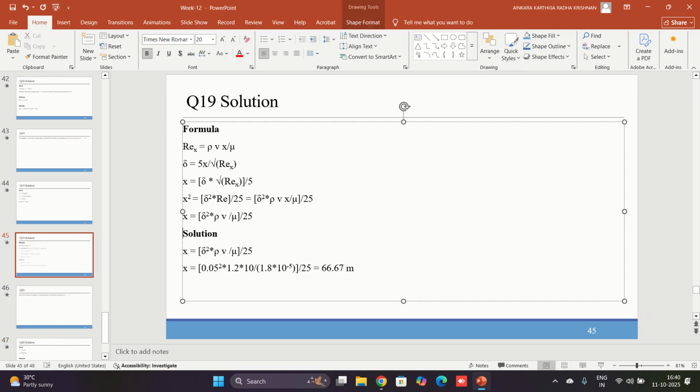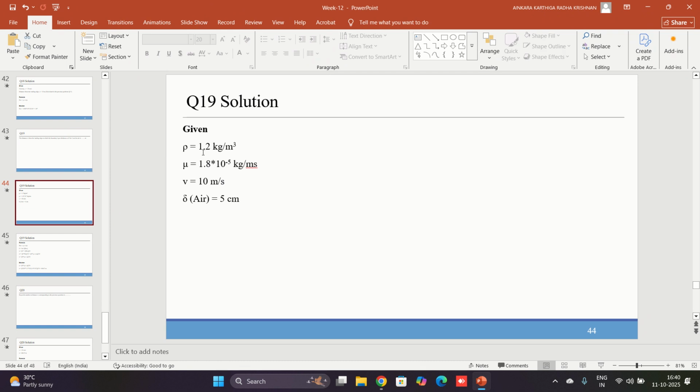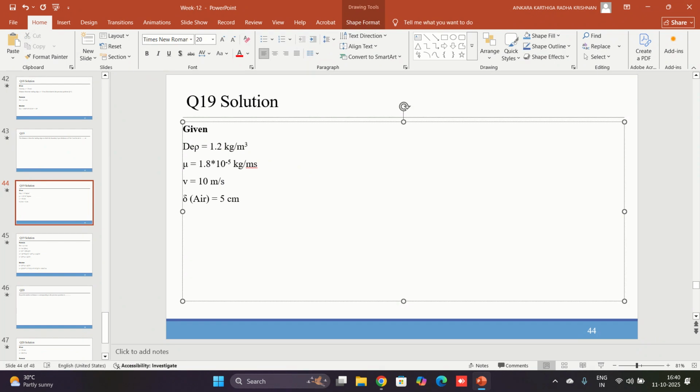So we'll have enough space. Given is again flow of air. So density of air is 1.2 kg per meter cube, and viscosity of air is 1.8 into 10 power minus 5 kg per meter second, or Pascal second. Flow velocity is 10 meter per second, and boundary layer thickness delta is equal to 5 centimeter or 0.05 meters.